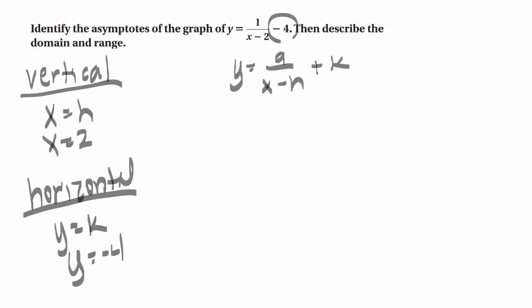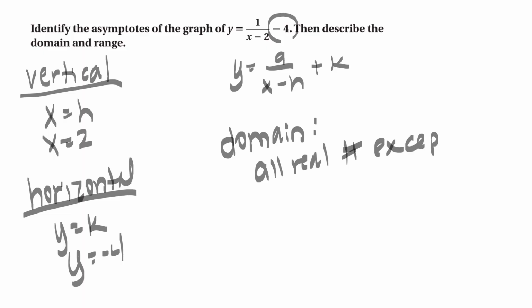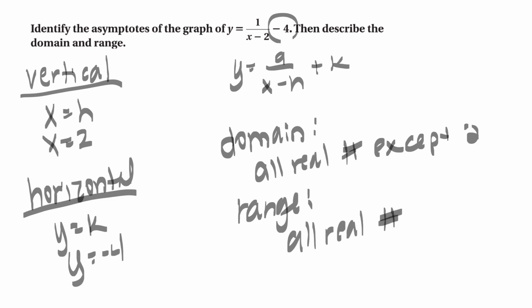so that is an excluded value. So that tells us our domain is all real numbers except 2, and our range is all real numbers except -4.